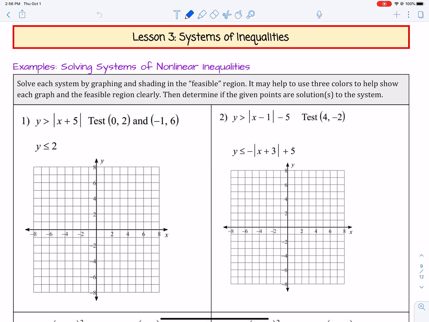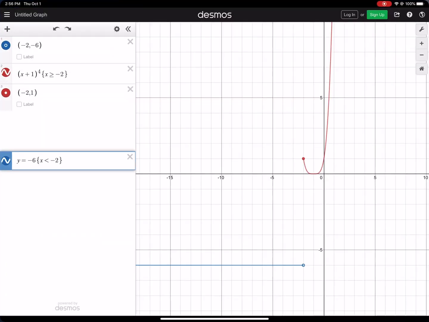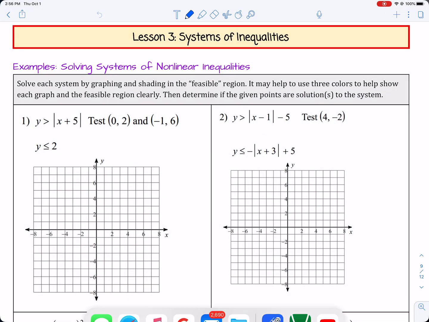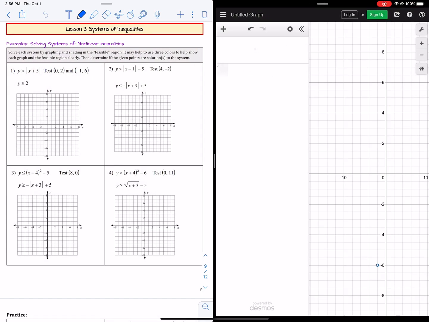In this video, we're going to take a look at systems of inequalities. So we're going to solve each system by graphing and shading in the feasible region. So what I want to do is bring up Desmos. Give me just a second. I'm going to bring up my Desmos and I'm going to clear out what I've got in there.